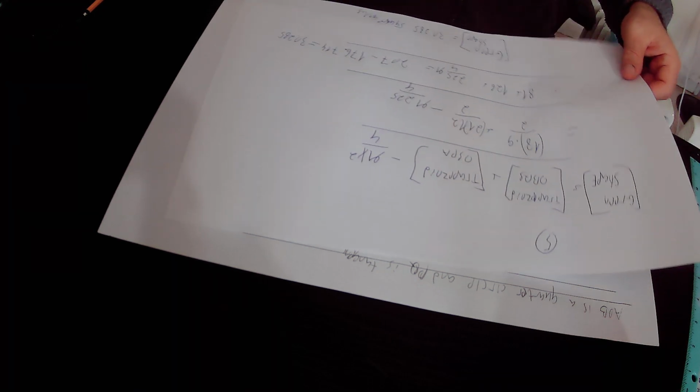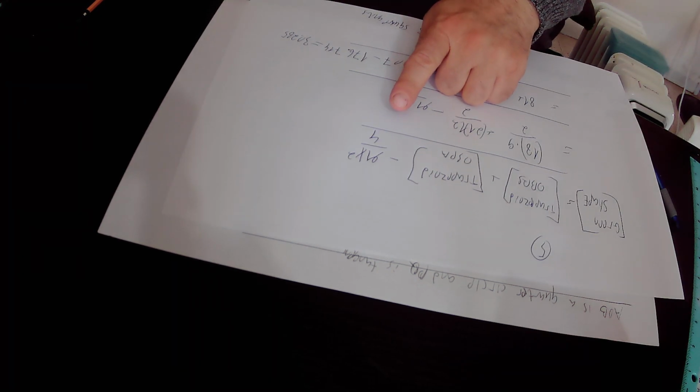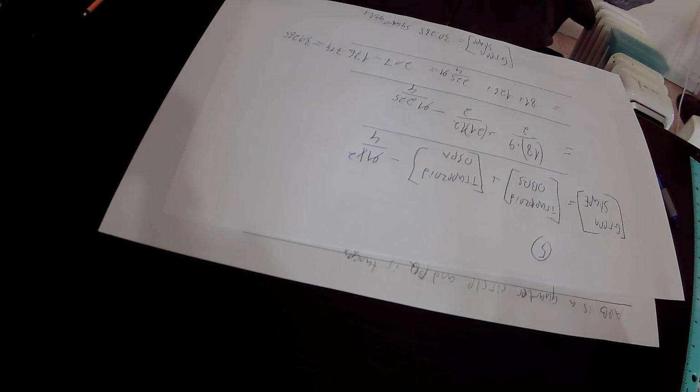And what is the area of the quarter circle? The area of the circle is pi x squared, because x is the radius. When we divide the area of the circle by 4, we get the area of the quarter circle. So it is pi x squared over 4.